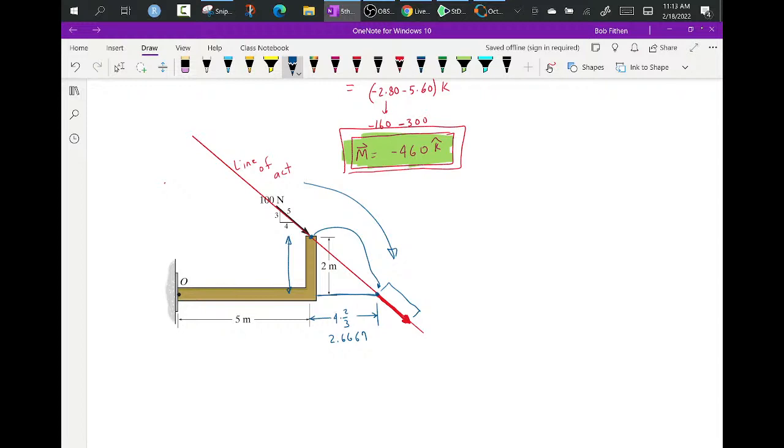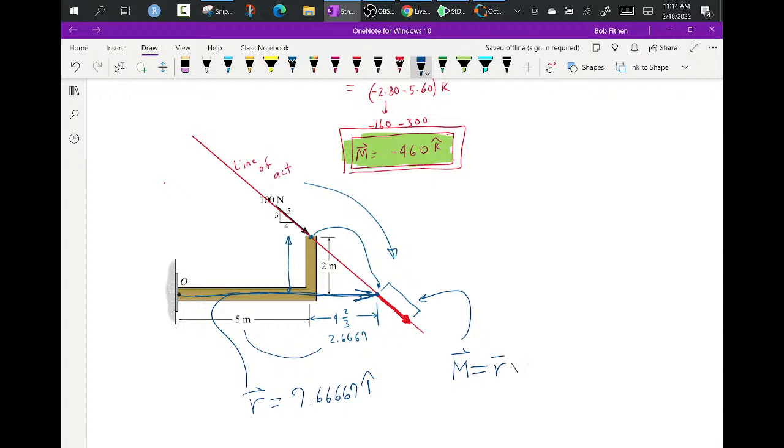So now I have to draw my vector from here to here. This is my new R vector. My R is now 7.6667 I plus no J, and plus, of course, no K. And because of that, I'm just going to take this off. And now I'm going to say, what's the moment due to this load?